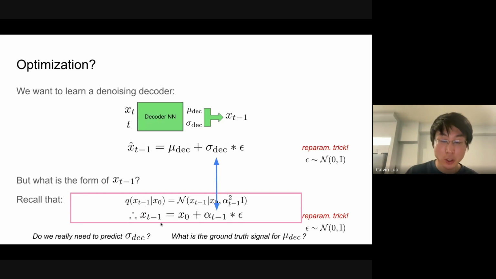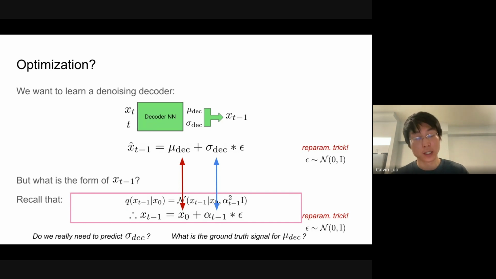And what is the ground truth signal for mu decoder? Well, the ground truth form of xt-1 is written in terms of x0. But mu decoder, to make the optimal prediction of xt-1, we want mu decoder to make a prediction of x0 as accurate as possible. And so this is actually what we need to learn, right? We don't need to learn sigma decoder. The epsilon is just a sample from the standard normal. There's nothing to learn about that. So in order to match our prediction of xt-1 with the ground truth, the only thing we need to do is make a very good prediction of the clean image x0 from a noisy corrupted one.